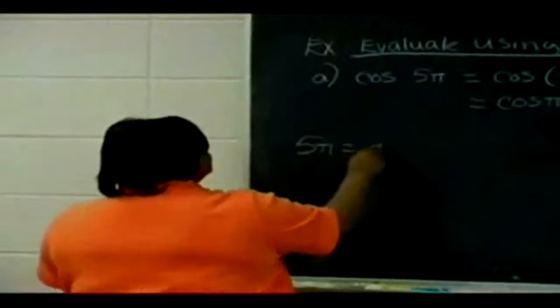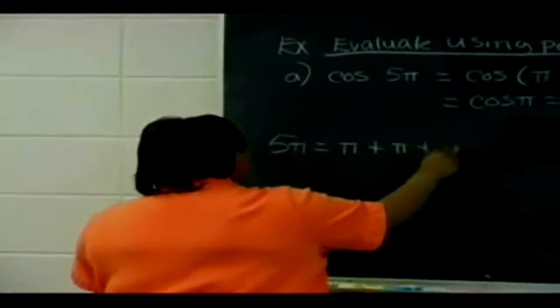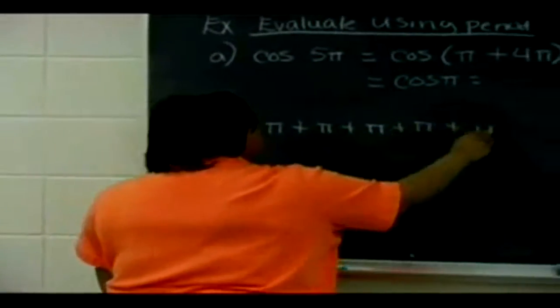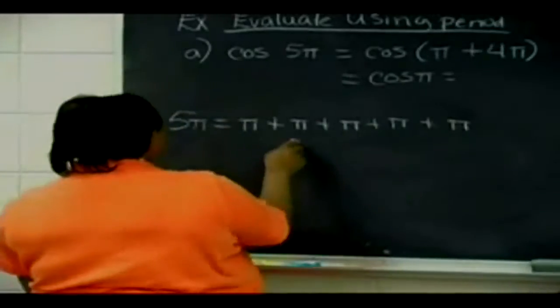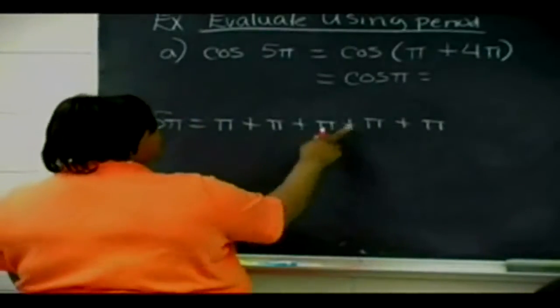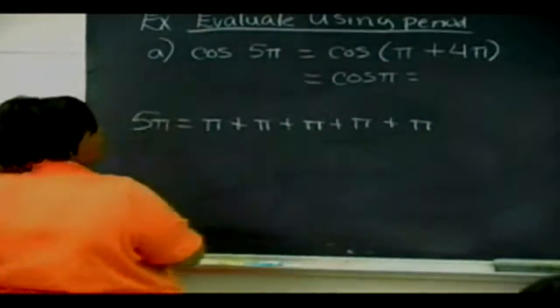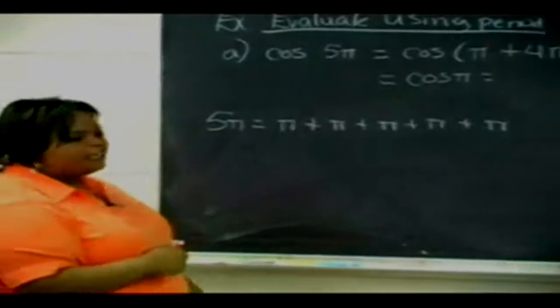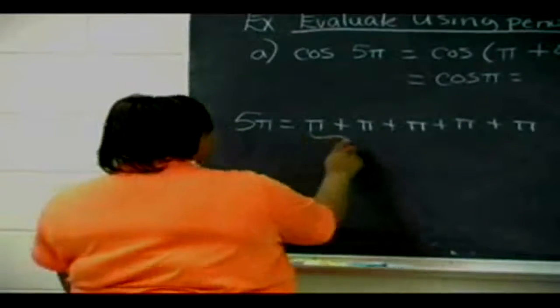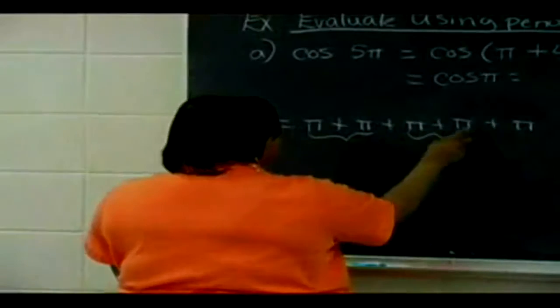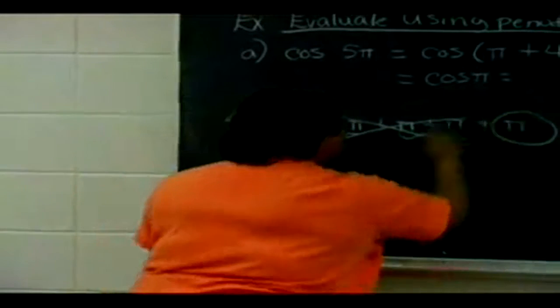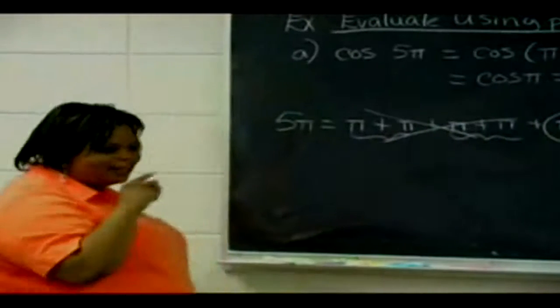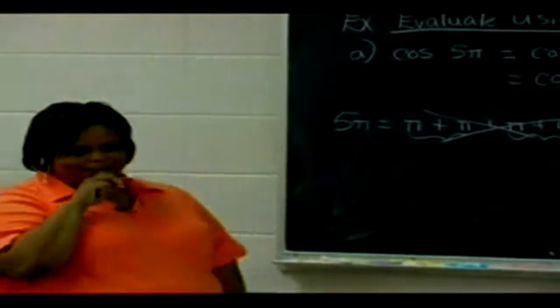Because if we think about 5 pi, that's pi plus pi, plus pi, plus pi, plus pi. And if I want to take out all even, this represents even, this represents even. If I take all that out, I'm left with that pi. Does that help? Is that better?